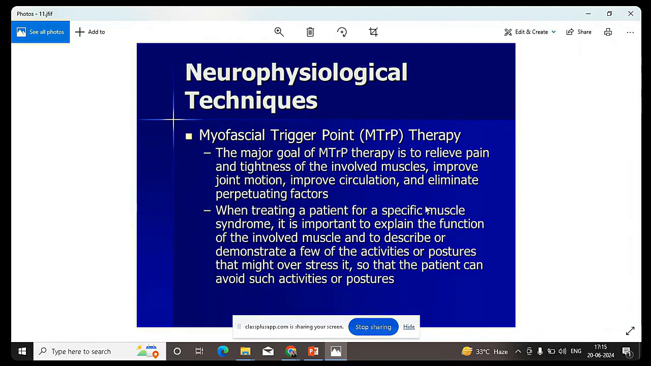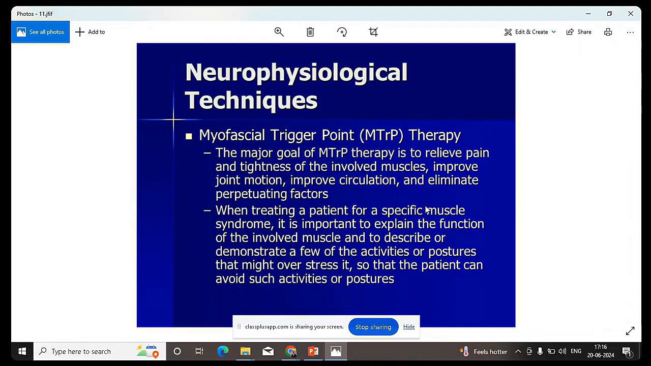So the major goal of treating myofascial trigger points is to relieve pain and tightness in the muscle, improve joint motion, improve circulation, and eliminate the perpetuating factors which I have discussed, like fibrosis, nodules, or the loss of flexibility of that particular muscle belly. When treating a patient for a specific muscle syndrome, it is important to explain the function of the involved muscles, and to describe and demonstrate a few of the activities or postures that might overstress it, so that the patient can avoid them.